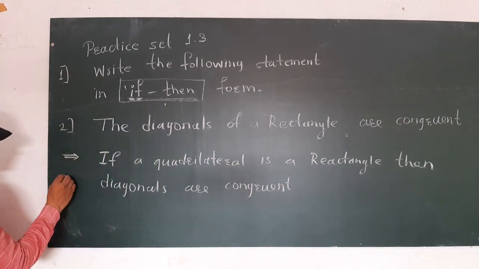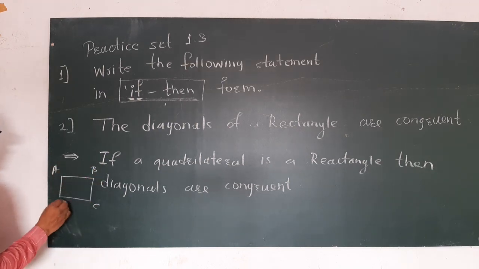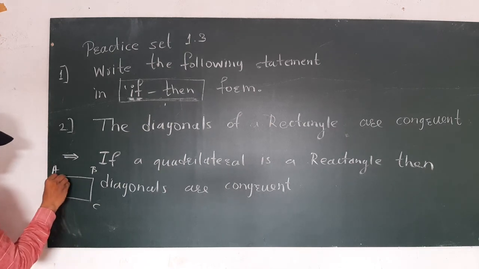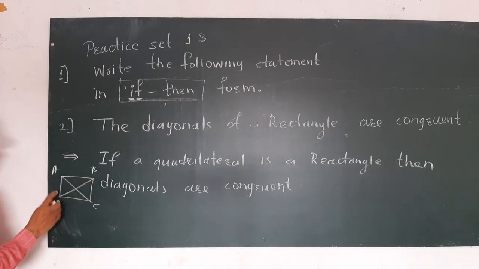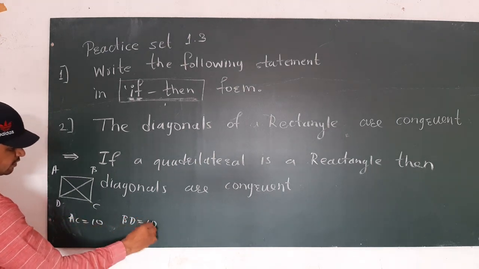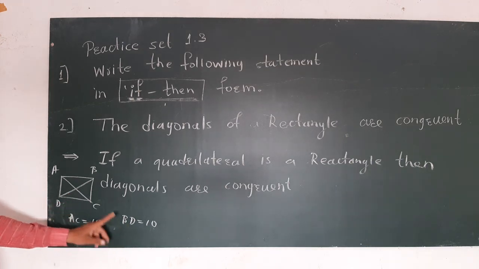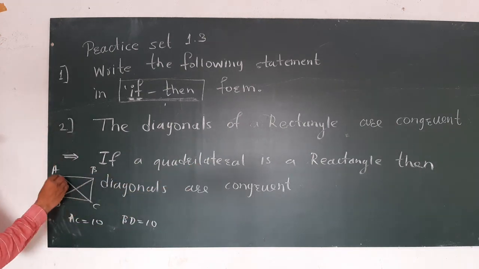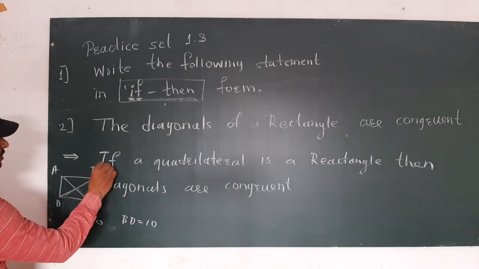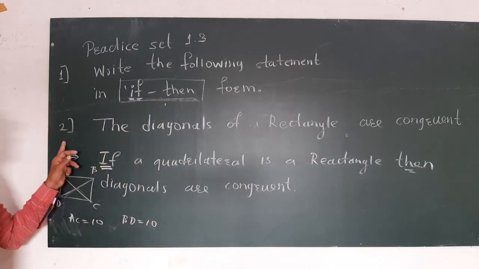Now look at here, how it is a statement. Suppose we have ABCD here. This is a rectangle. Then the diagonals of the rectangle: the first diagonal is AC, the second diagonal is BD. If AC is equal to 10, then BD should be 10. This is the property of a rectangle. The diagonals are the same. So, if a quadrilateral is a rectangle, then diagonals are congruent. We have used here the if and then form. This is the final statement of the second.